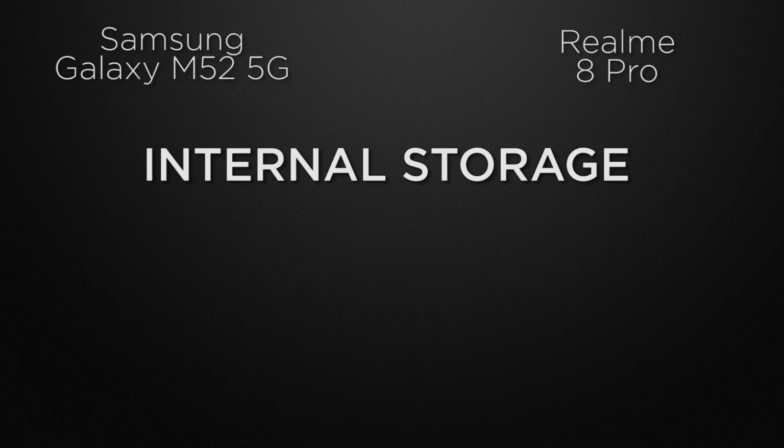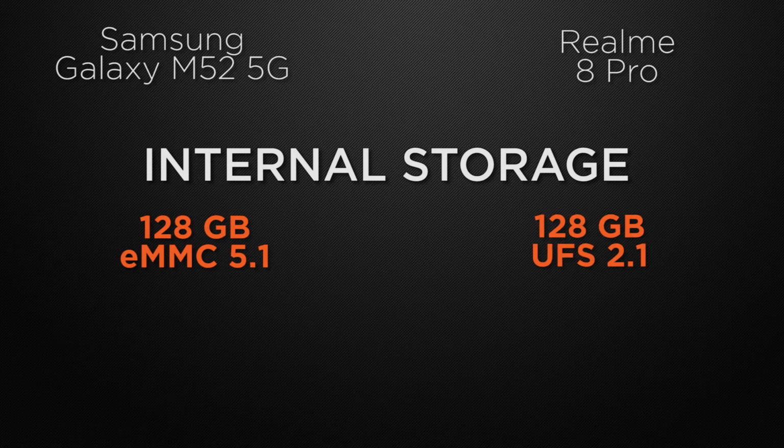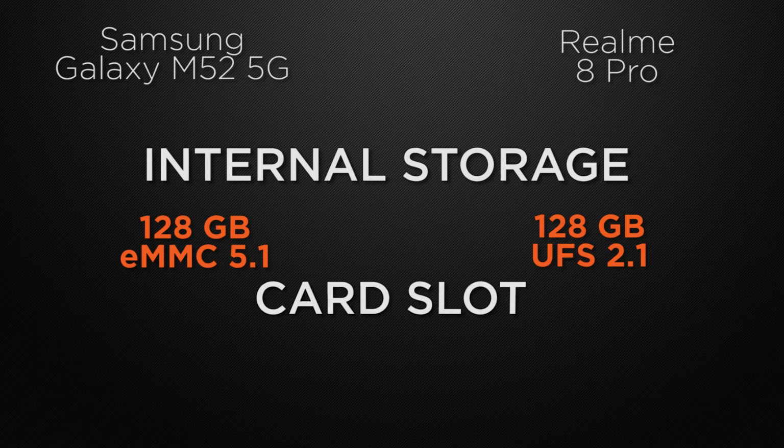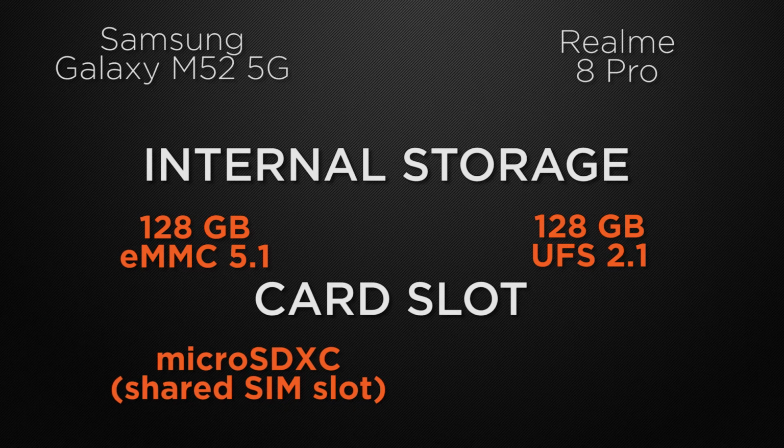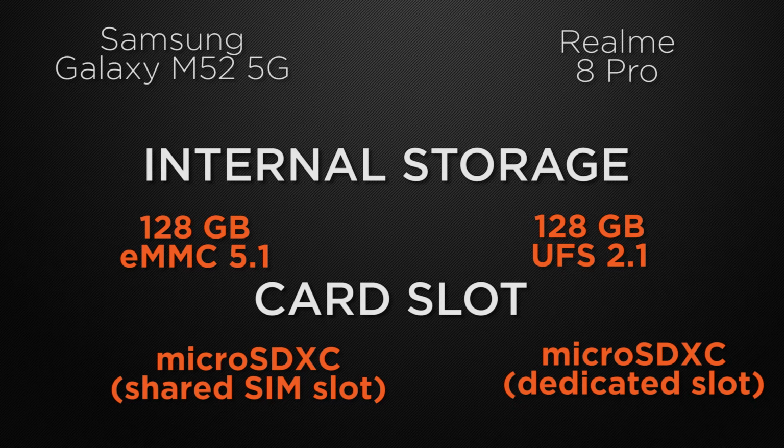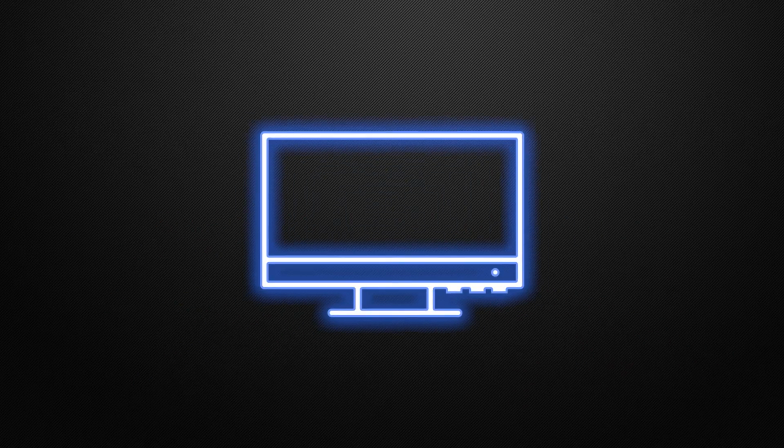Let's talk about the internal storage of the devices. M52 comes with 128GB of storage, whereas 8 Pro also have 128GB of storage. So the winner here is M52 because it have faster read and write speed. And about the external storage of the devices, M52 have shared card slot, whereas 8 Pro have dedicated card slot. So the winner here is 8 Pro.